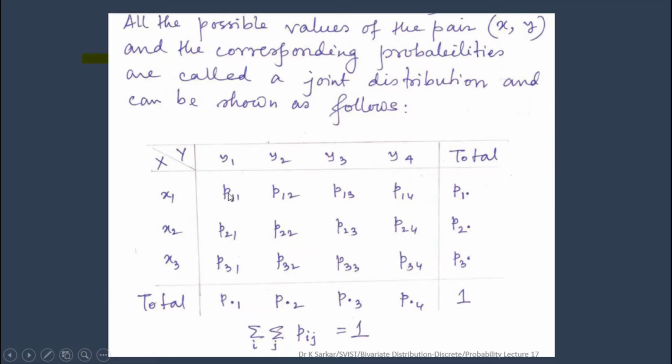Now if we add all the elements of the rows, then we are getting P1 dot for the first row, P2 dot for the second row, P3 dot for the third row. Similarly, if we add all the elements of the columns, like for y1, we are adding P11 plus P21 plus P31, then we are getting P dot 1. Similarly, P dot 2 and so on. Now, if we add all these elements in the matrix form, we are getting 1. Sum over i, sum over j, Pij equals 1.